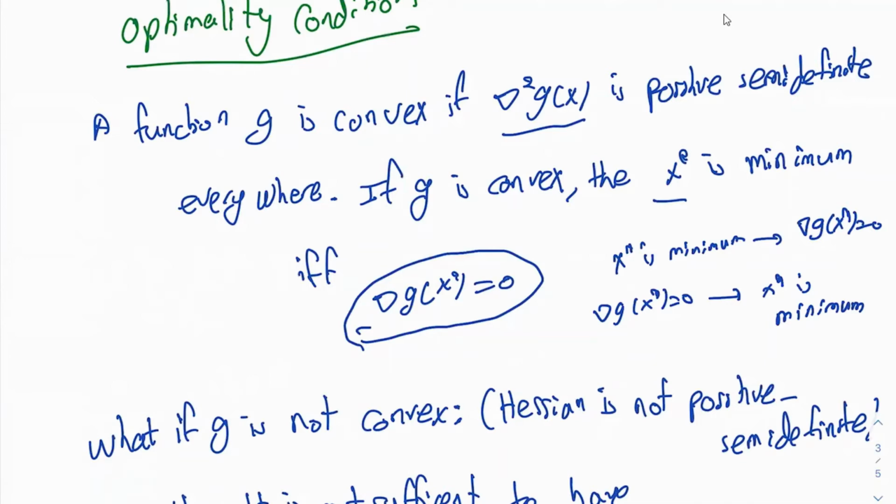And also, if the function g is convex and x star is a minimum, then it's going to be a global minimum. So you can say local optimality is global optimality, right? This is a very interesting property of convex functions.